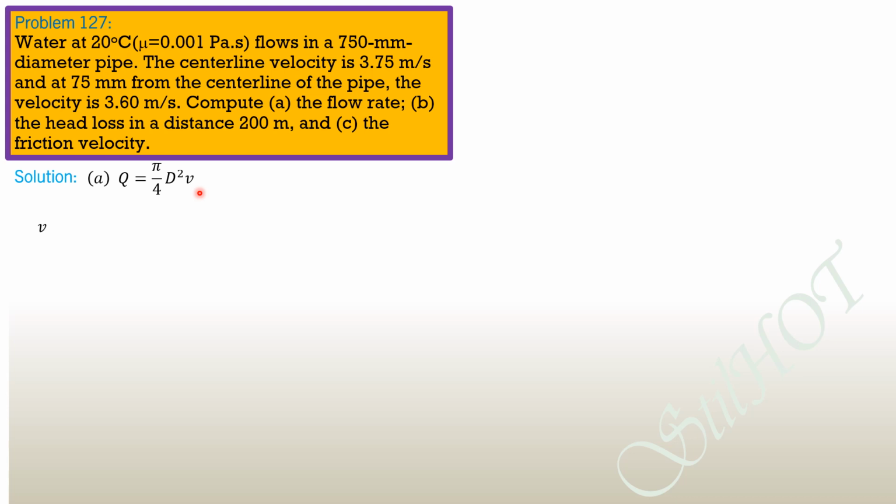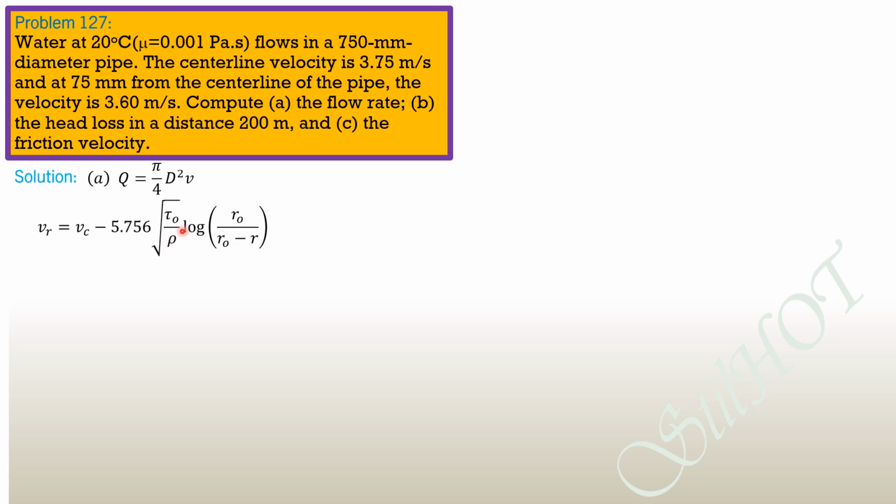So as I said, v sub r equals v sub c minus 5.756 square root of tau sub o over density log of quantity r sub o over r sub o minus r, where r sub o is the radius of the pipe, which is 375 mm, and r is 75 mm. Then square root of tau sub o over rho is denoted by v sub asterisk, which is friction velocity or shear velocity. It is also equal to the mean velocity of flow times square root of f over 8.